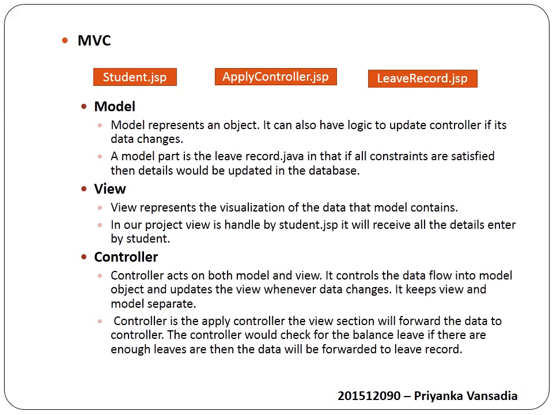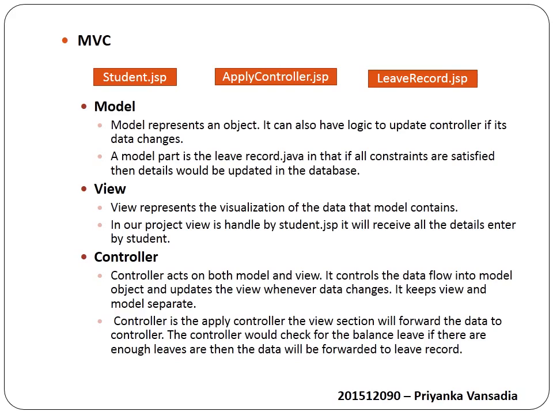The second pattern is the MVC pattern. Model represents an object. It can also have logic to update the controller if its data changes. The model part is leaverecord.java. In that, if all constraints are satisfied, then the details will be updated in the database. View represents the visualization of the data that the model contains. In our project, the view is handled by student.jsp. It will receive all the details entered by the student.